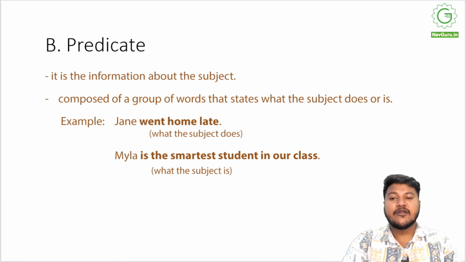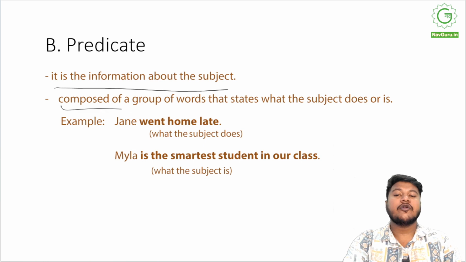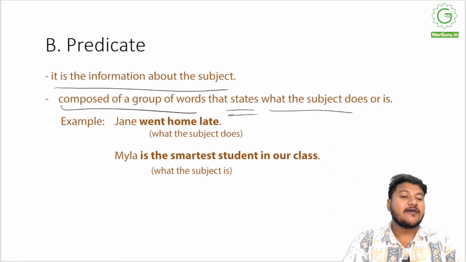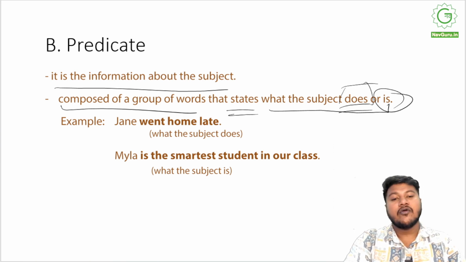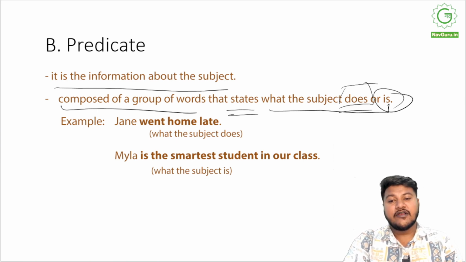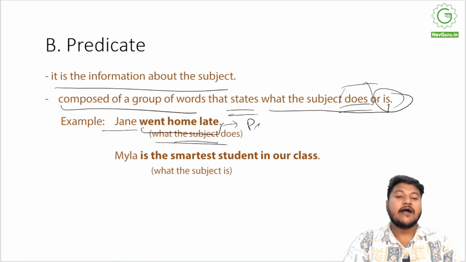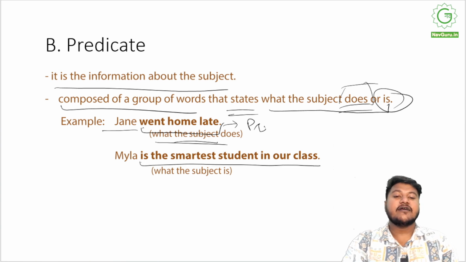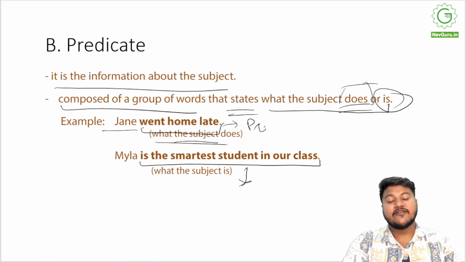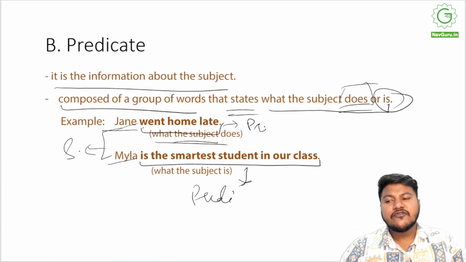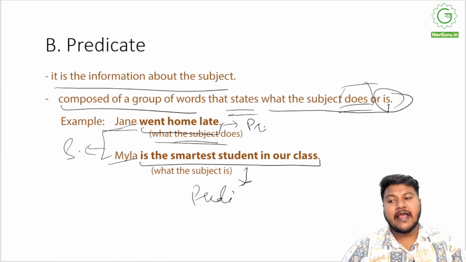Predicate is basically information about the subject, right? So it is composed of a group of words that states what the subject does or is. Even if they are being talked about, that is part of the predicate. For example, the ones that we saw earlier: Jane here was the subject and went home late. So what she did, she went home late. Therefore, this part is the predicate. Myla is the smartest student in the class. What is she? She is the smartest student in the class. So this is again the predicate, and Myla and Jane respectively are the subjects here, right? So this is what a sentence is composed of: a subject and a predicate.